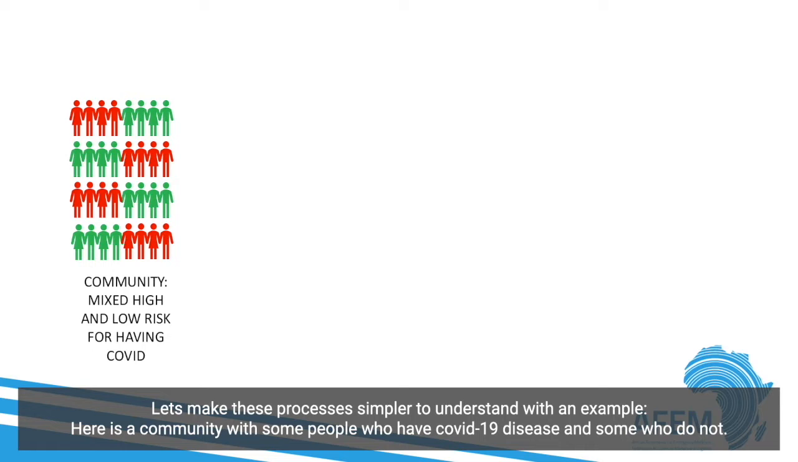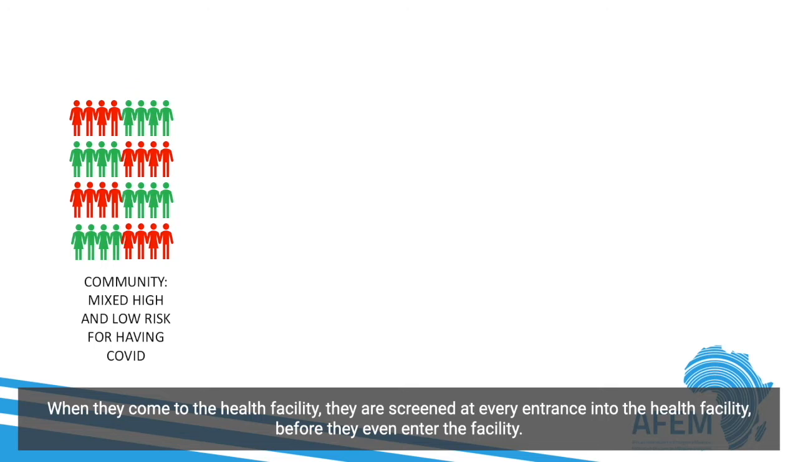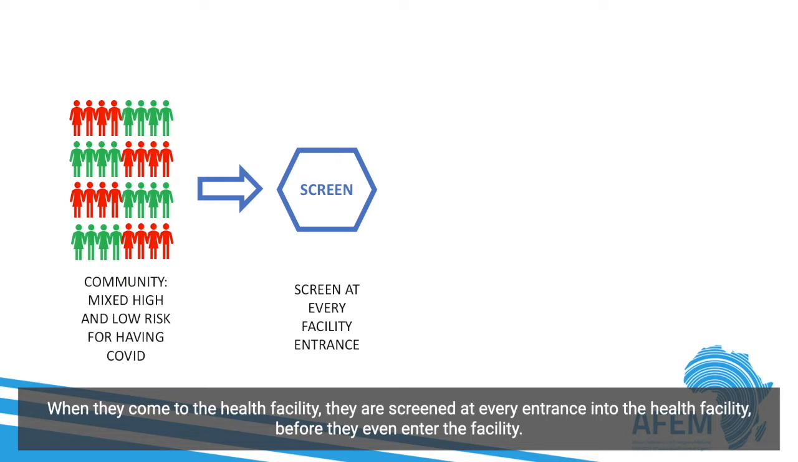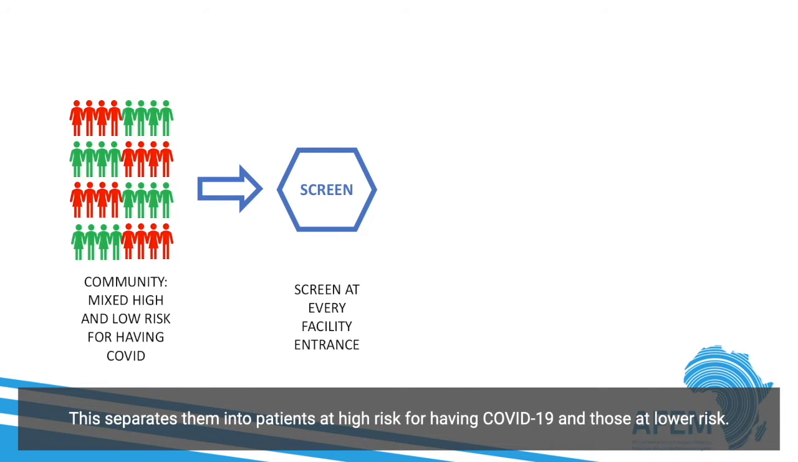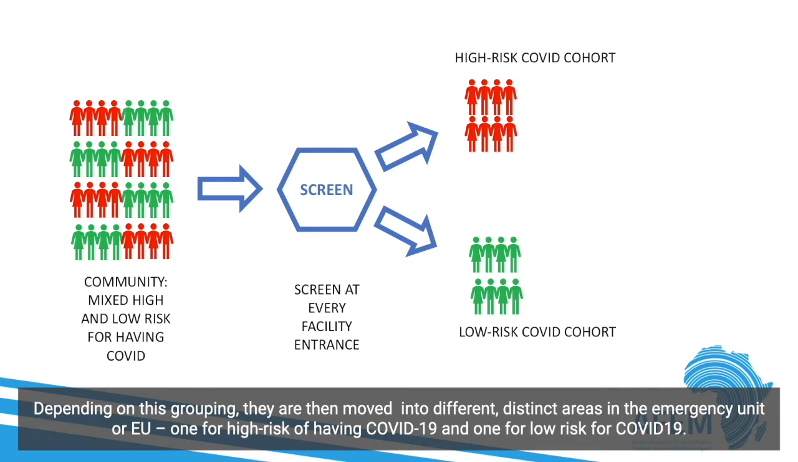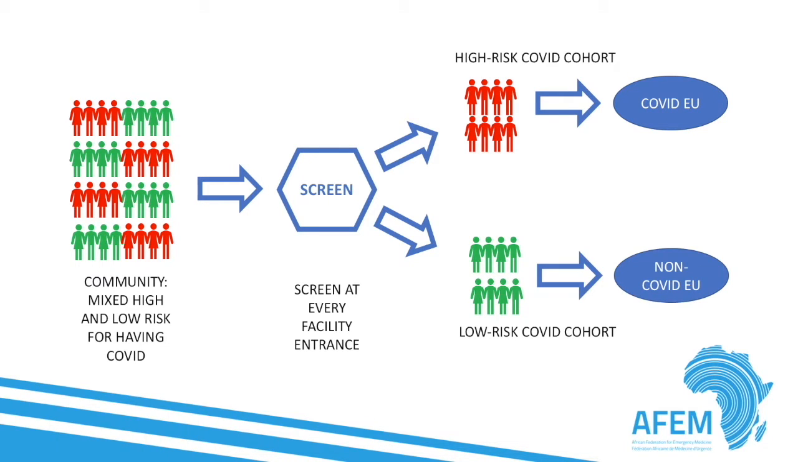Here is a community with some people who have COVID-19 disease and some who do not. When they come to the health facility, they are screened at the entrance into the health facility before they even enter the facility. This separates them into patients at high risk for having COVID-19 disease and those at lower risk. Depending on this grouping, they are then moved into different distinct areas in the emergency unit, or EU as we call it. One for high risk of having COVID-19 disease, and one for low risk for having COVID-19 disease.